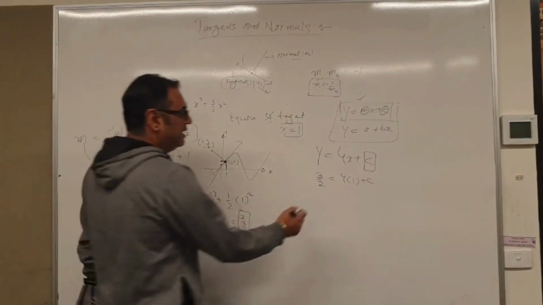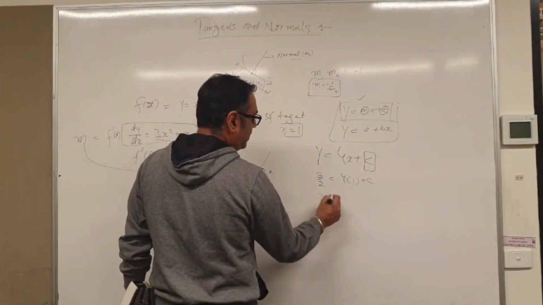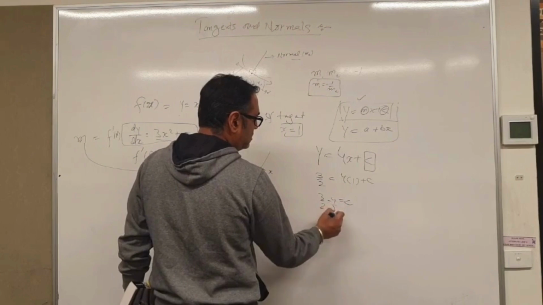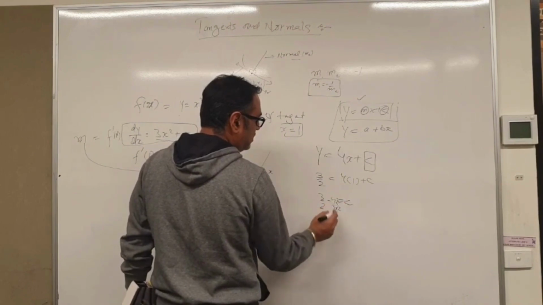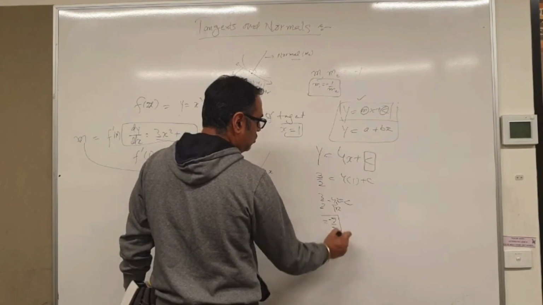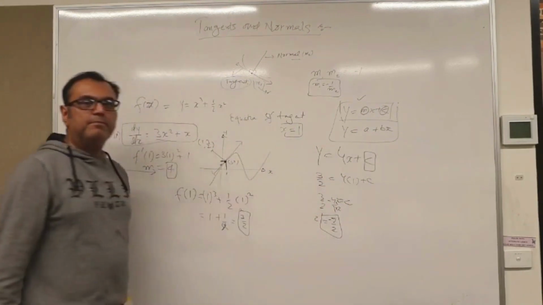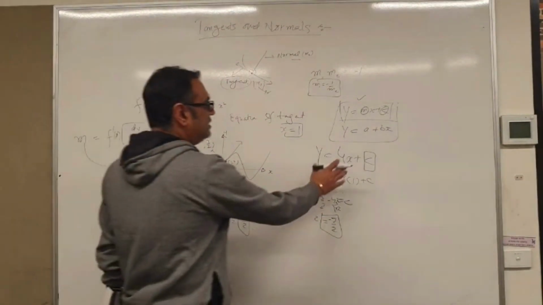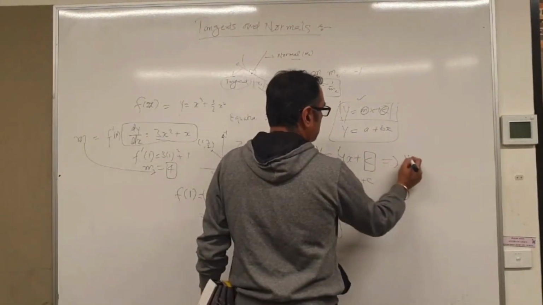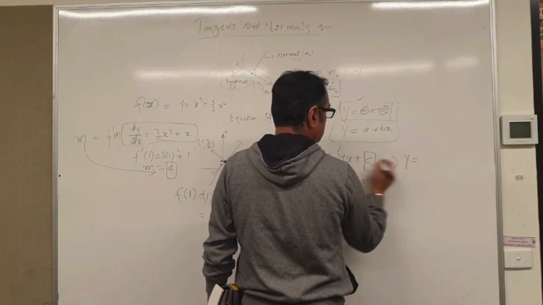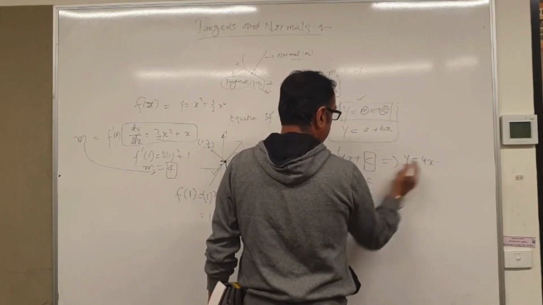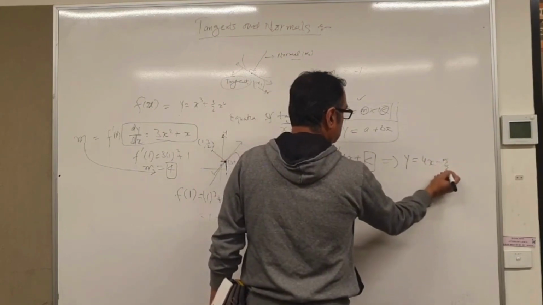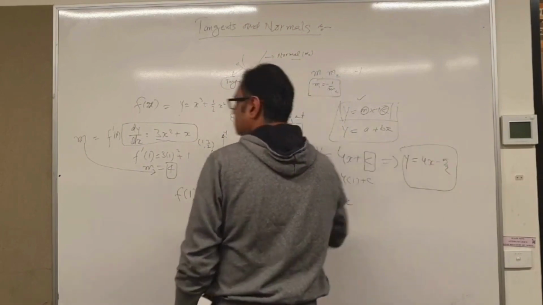I solve it and I say, okay, 3 over 2 minus 4 is c. So this is times 2 times 2. 8 minus 3 is 5. Negative 5 over 2 is my c. So finally, the equation of the tangent is y equals 4x minus 5 over 2. That's the equation of the tangent.